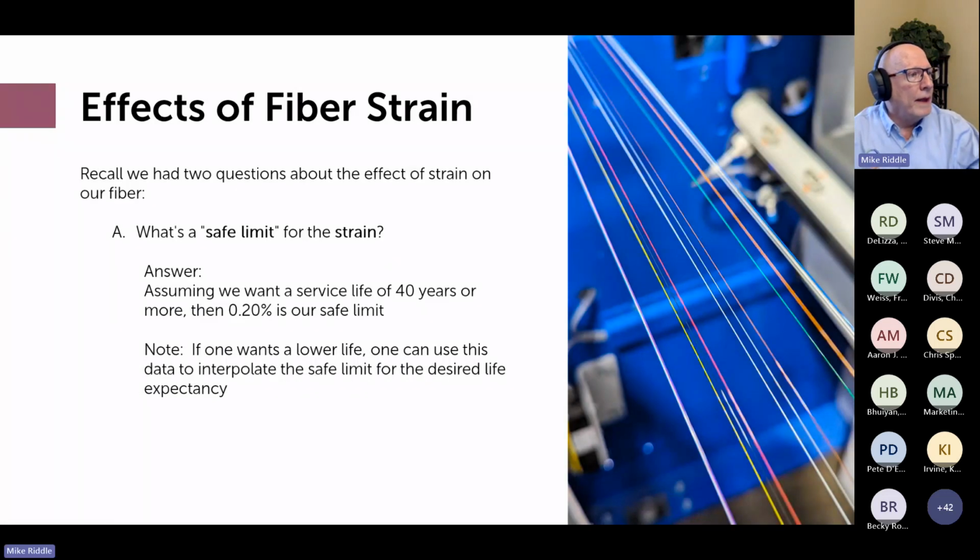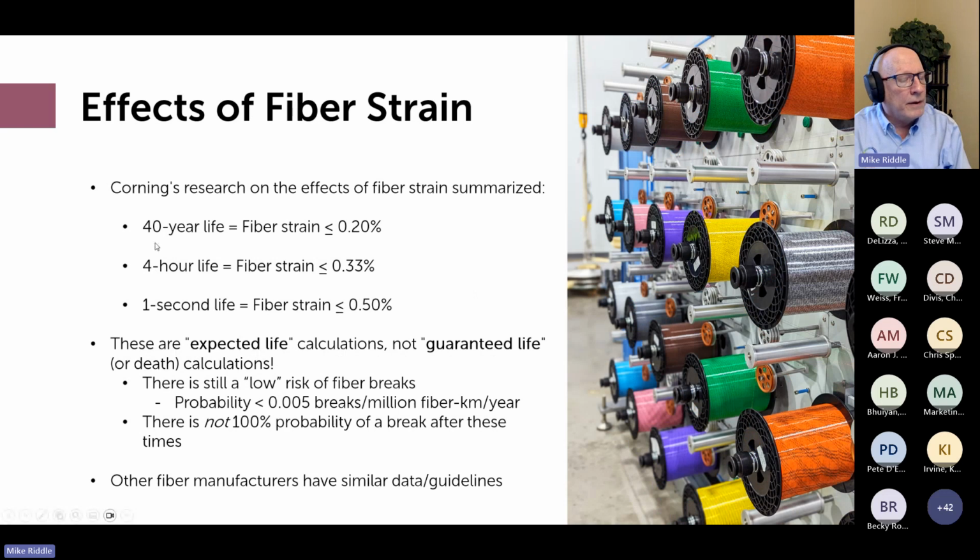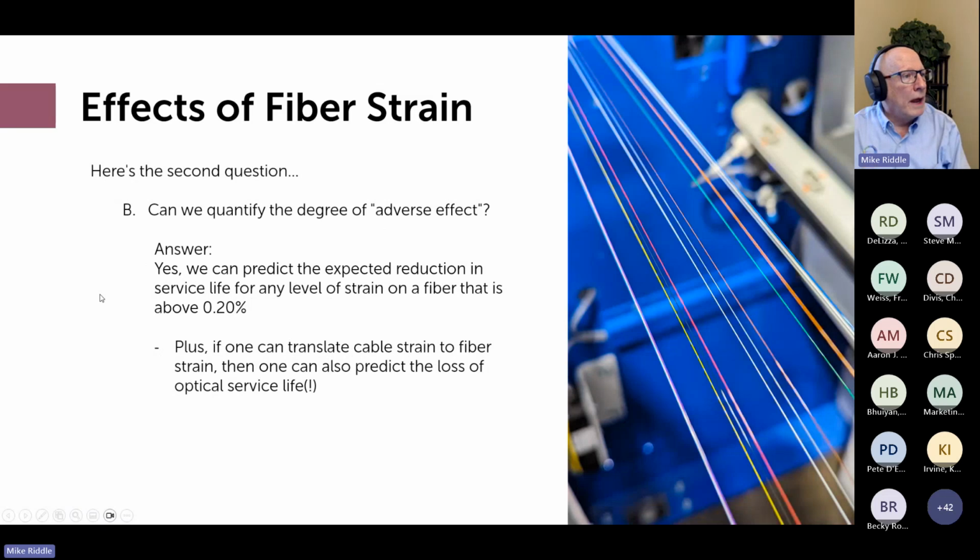So we had that question, what's the safe limit for the strain? And the answer, quite simply, is if we want 40 years or more, then 0.20% is our safe limit. If you want a lower life, like I mentioned, ADSS, if you're planning on your ADSS lasting 20 years, well, you can go back to this data and you can actually use it to calculate how much strain you could allow in the fiber to get only 20 years as your probable expected life.